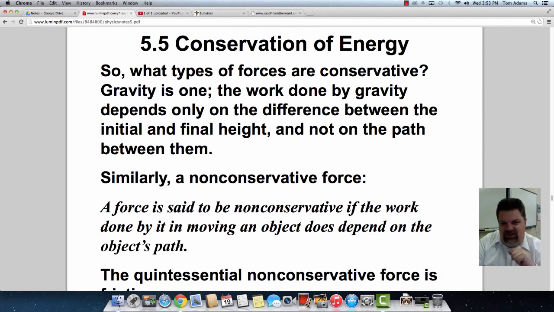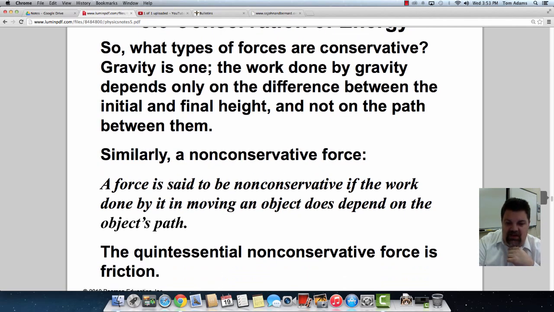So a force is said to be non-conservative if the work being done on an object in moving it does depend on the object's path. So the biggest non-conservative force that we talk about is friction. So with conservative forces, we have a total system and the energy is transferred from kinetic to potential energy, but some of the energy is used up in friction and heat. The friction and heat that kind of appears to use up the energy is a non-conservative force because the heat and friction is based on the path of the object.